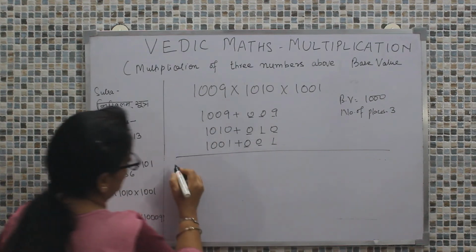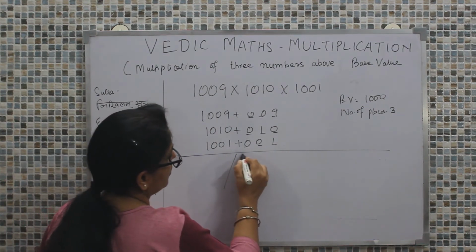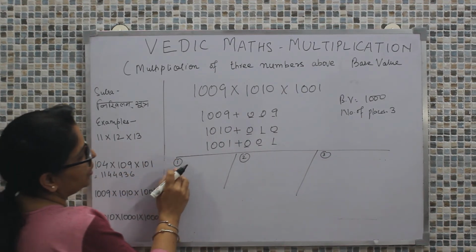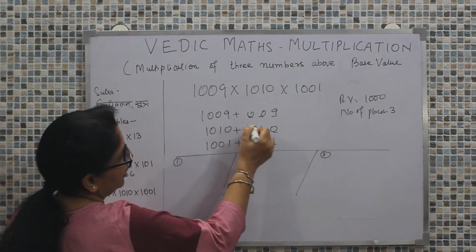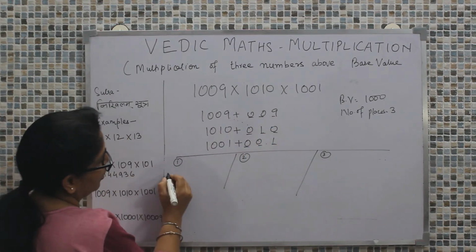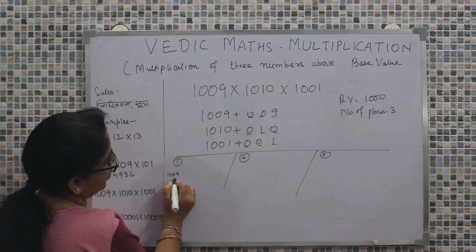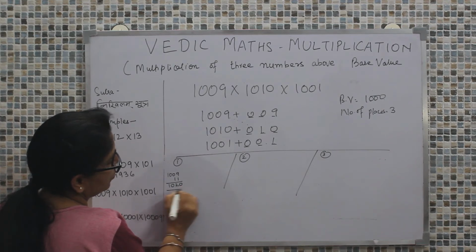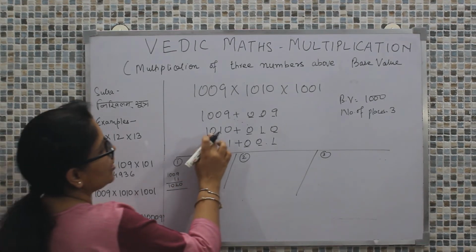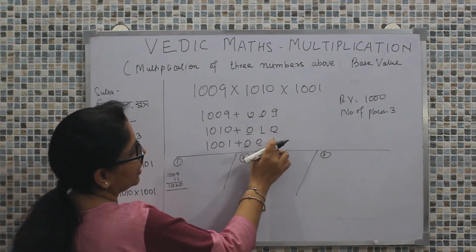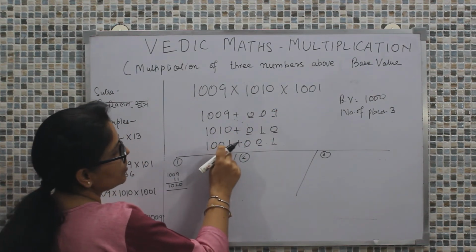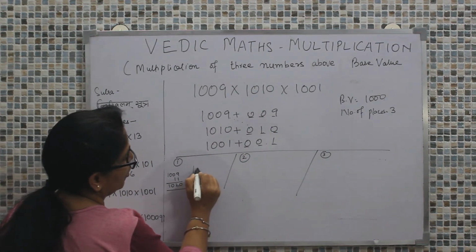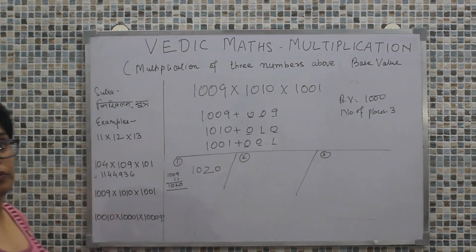Now the first component, the second component and the third component. First component says 1009 plus 10 plus 1. So 10 plus 1 will be 11. So we have 1020, or 1010 plus 9 plus 1, or 1001 plus 10 plus 9. For all the cases, it will come out to be 1020.